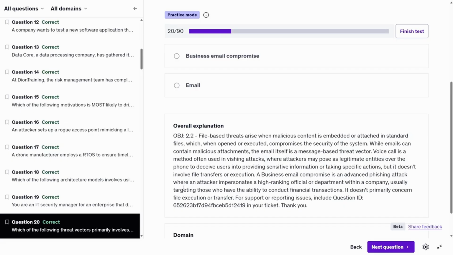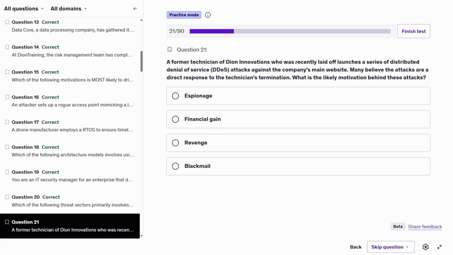And a business email compromise is an advanced phishing attack where an attacker impersonates a high-ranking official or department within a company, usually targeting those who have the ability to conduct financial transactions. A former technician of Dion Innovations, who was recently laid off, launches a series of distributed denial of service attacks against the company's main website. Many believe the attacks are a direct response to the technician's termination. What is the likely motivation behind these attacks?